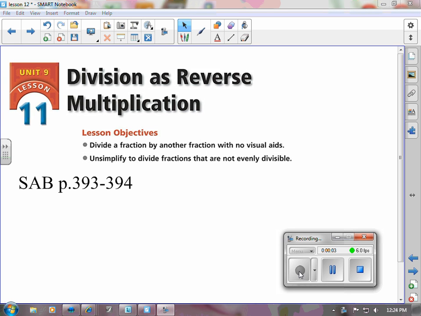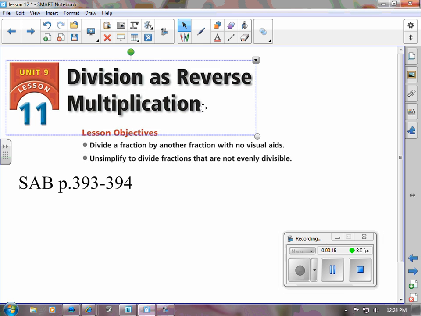Okay, so we're working on Unit 9, Lesson 11. It's division as reverse multiplication. This is that flip it method. Again, you can watch that video on the song if you would like to. Okay, SAB page 393 through 394, simplifying and unsimplifying fractions.